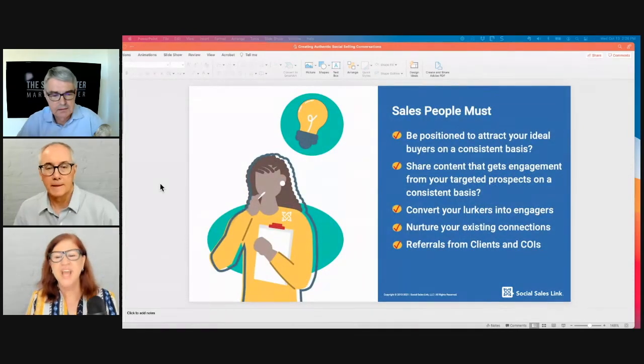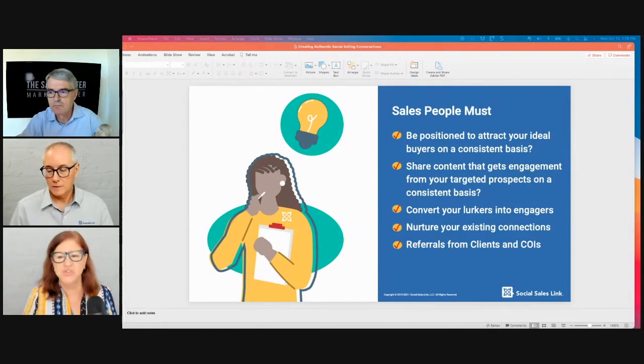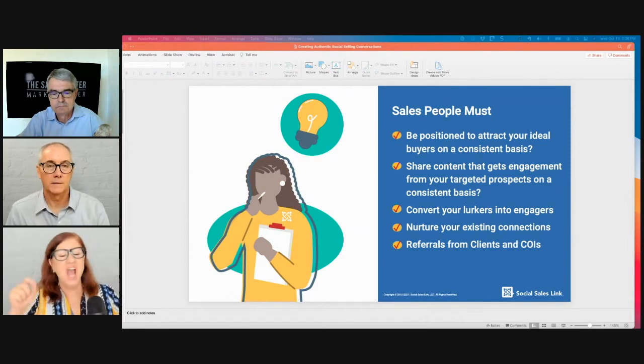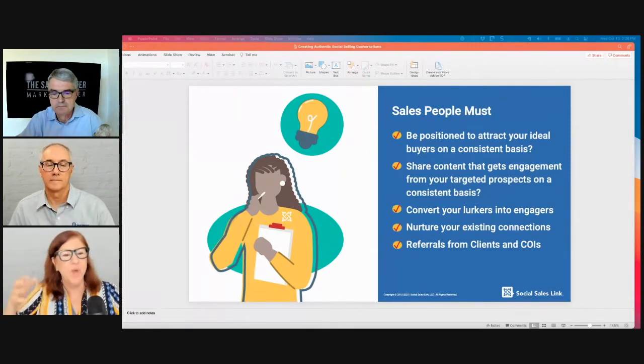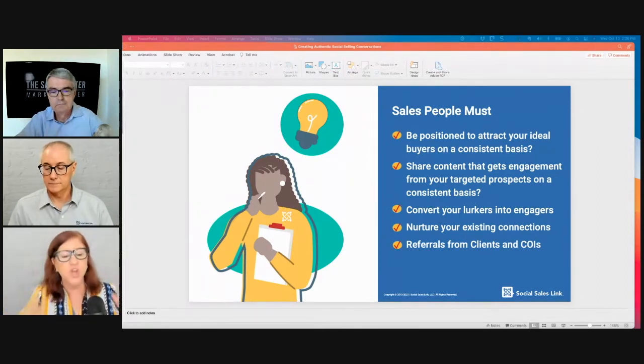Awesome. So salespeople must position yourself to attract your ideal buyers on a consistent basis, right? You've got to be attractive. You have to attract people in. And even if there's the inbound and the outbound, it's this push and pull when it comes to social selling. But even when you are going outbound, you're still attracting them in. Once you reach out, you have to be attractive enough for them to respond.